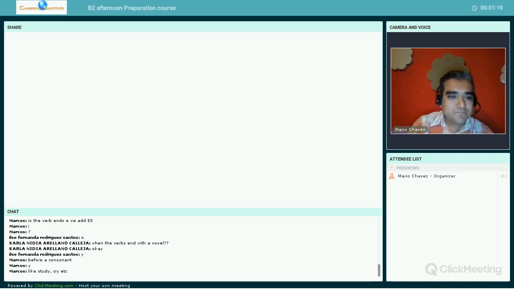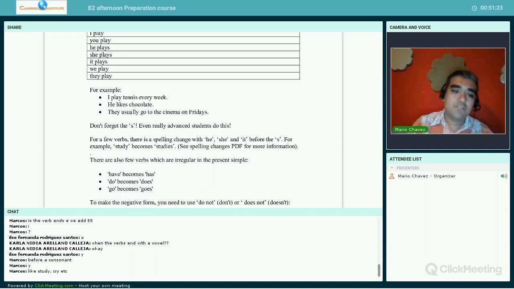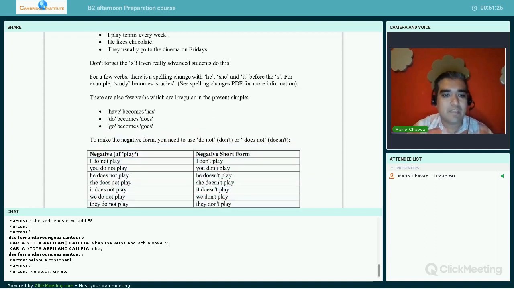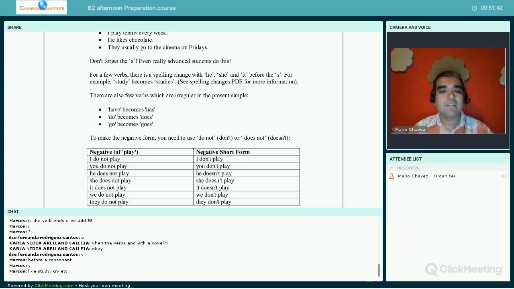So let's continue on. There are also a few verbs which are irregular. Like have and has, do and does, because it's with es, right? And go and goes. To make the negative forms, we need to use do not or does not, right? Negative form: do not or does not.